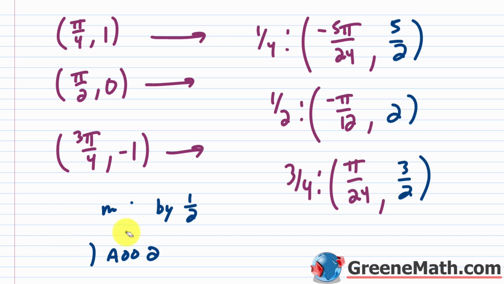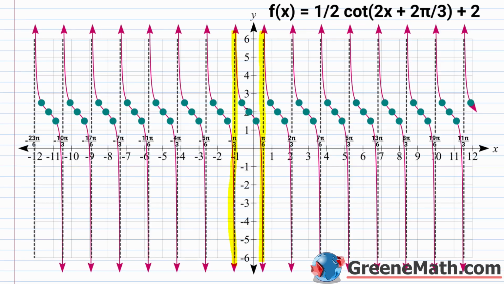All right, let me get rid of this. And let's just label things and we'll be done. So for this one right here, you have negative 5 pi over 24, comma 5/2. So that's going to be this one right here. So this is negative 5 pi over 24, comma 5/2. And if you look at this, it's hard to see, but this notch right here is 2. So this notch right here would be 2.5 because this notch right here is 3.